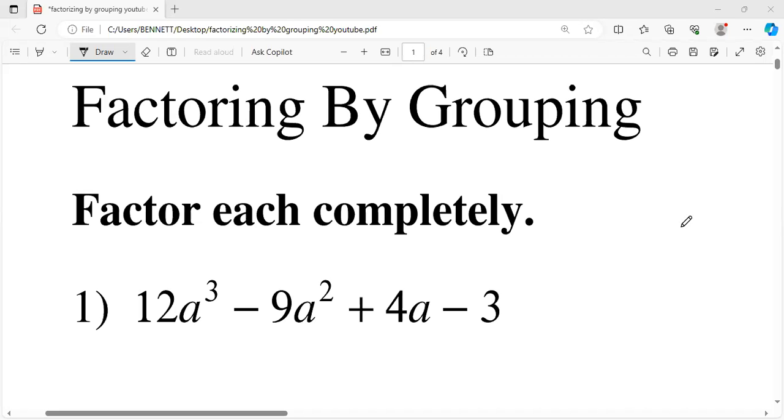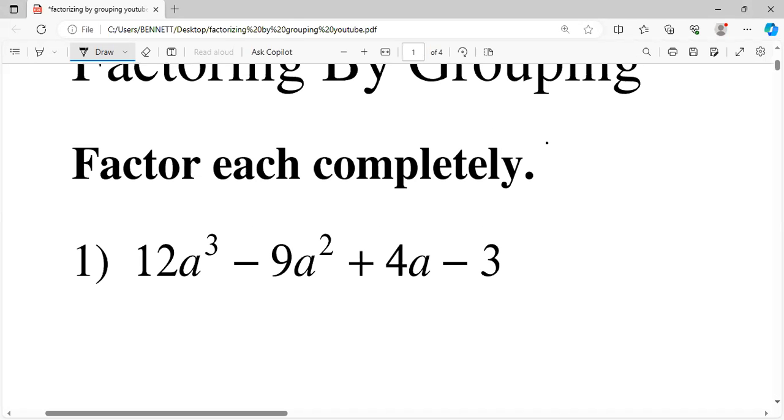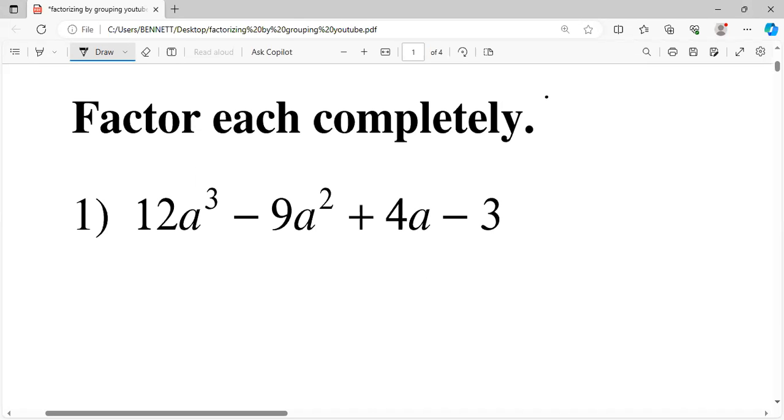Today we're looking at factorizing by grouping, and it says factorize each completely. So the first one is 12a^3 minus 9a^2 plus 4a minus 3. What we want to do first is put them in pairs. So let's do that.